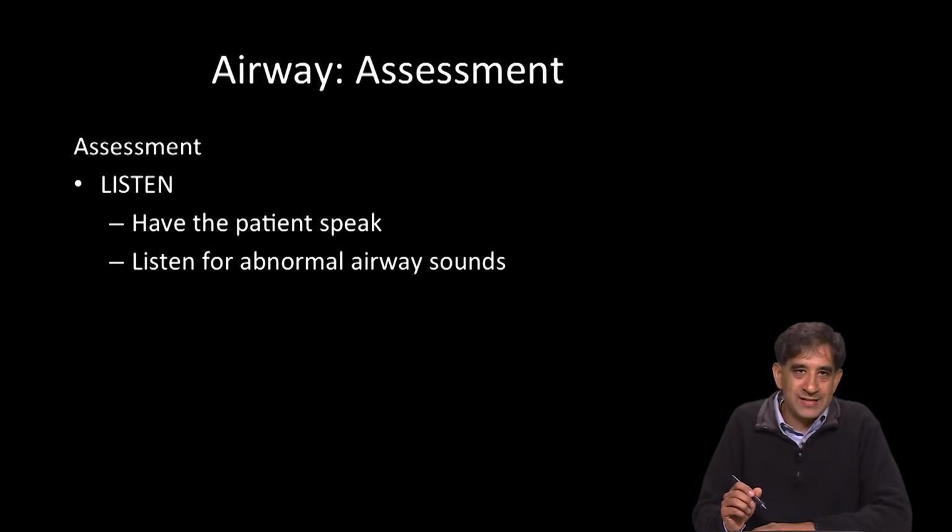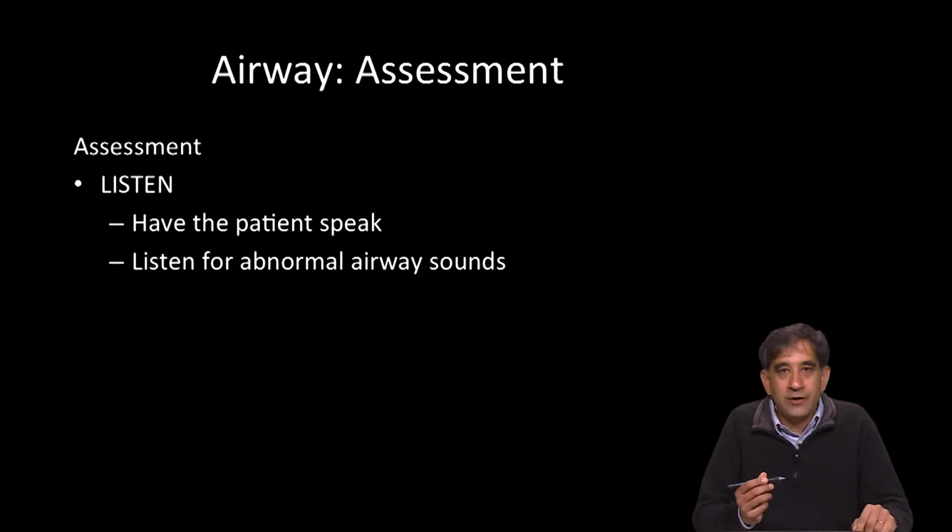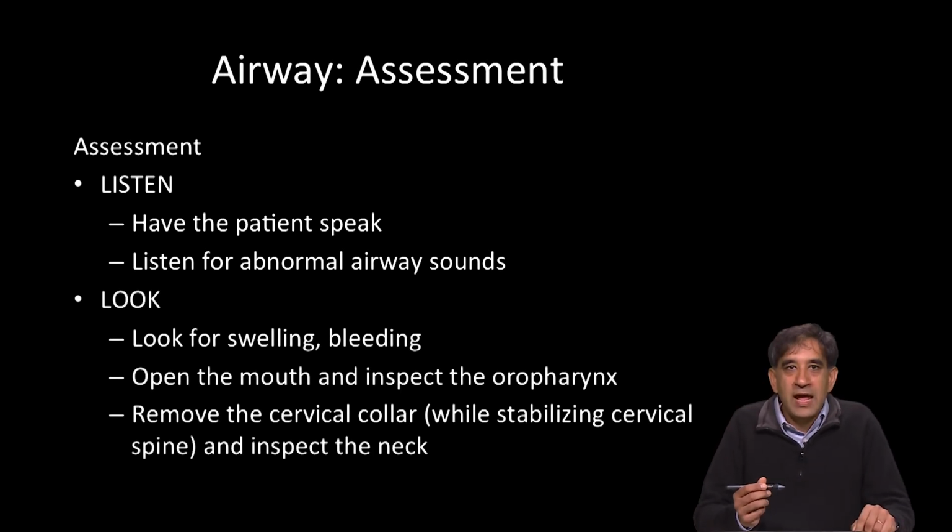So as part of that assessment, the first thing that we commonly do is ask the patient their name. What's your name? And if they speak, then that suggests that the airway is okay for that moment. We're also going to be listening for abnormal airway sounds such as snoring or stridor. And then we're going to use our eyes and look for things such as swelling or bleeding. If we have the opportunity, we're going to quickly open the patient's mouth and take a look in their oropharynx.